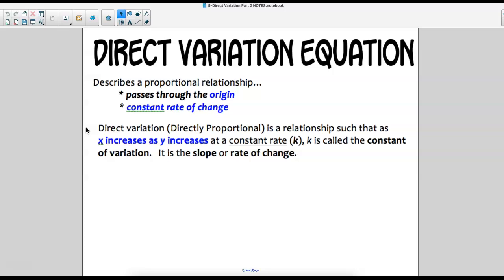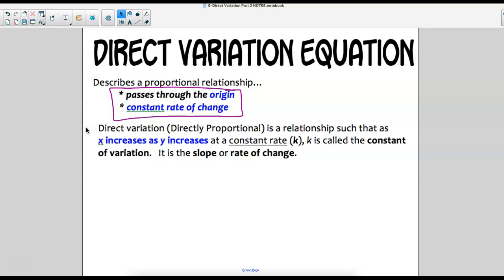Okay, today we're going to talk about the equation, right? So the equation would describe a proportional relationship. Again, it meets these two requirements, and this always has to be true. It has to pass through the origin and have a constant rate of change. Okay, that has to be true. So direct variation, or directly proportional, is a relationship such that as x increases, y increases at a constant rate k. K is called the constant of variation. It's the slope or the rate of change.